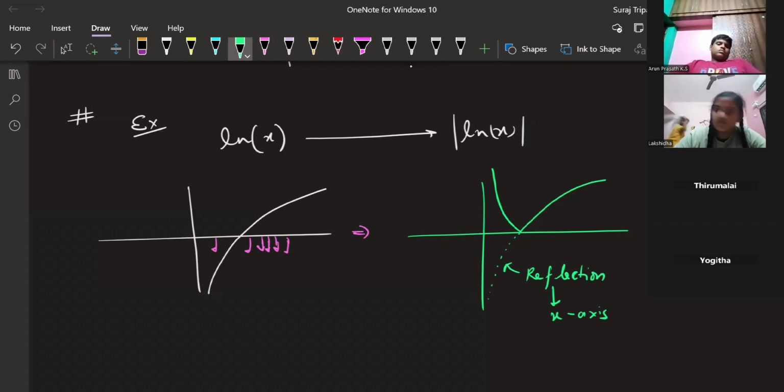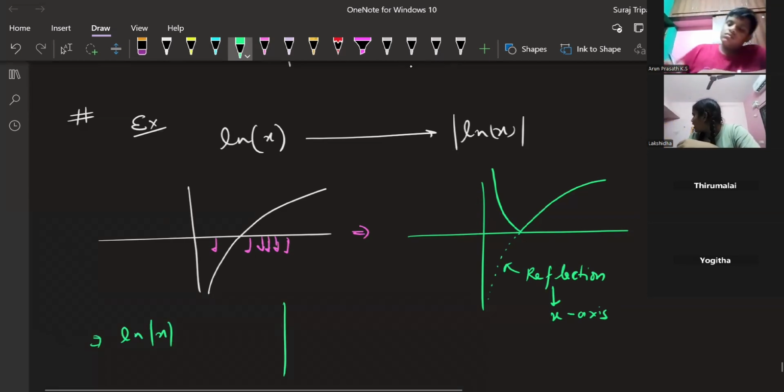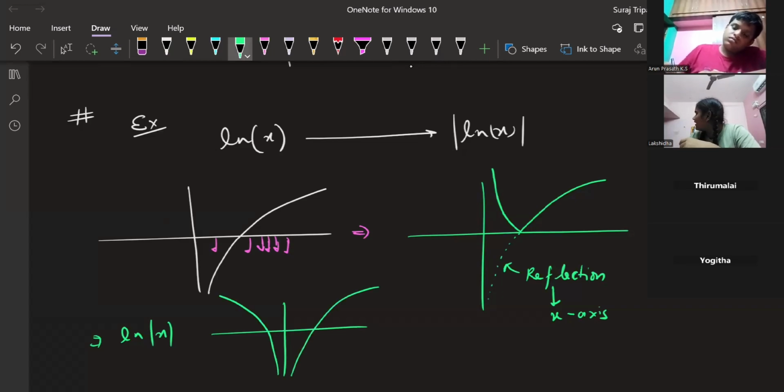So this is the graph of mod of ln x. Also, if you want to draw the graph of ln mod x, the graph of ln mod x will be like this. This is the graph of ln mod x, and this is the graph of mod of ln x.